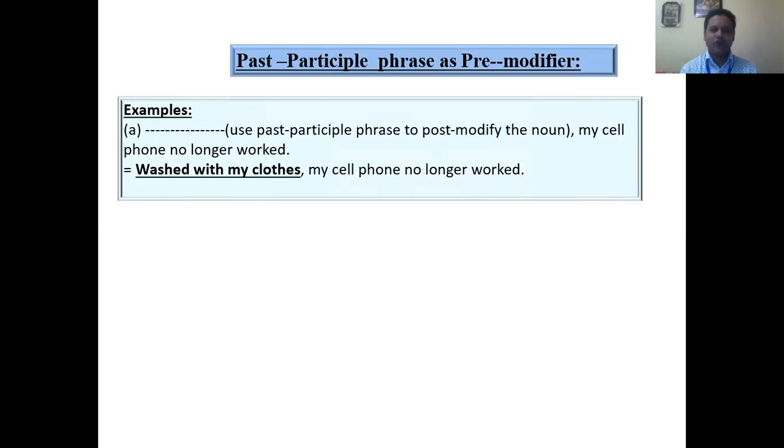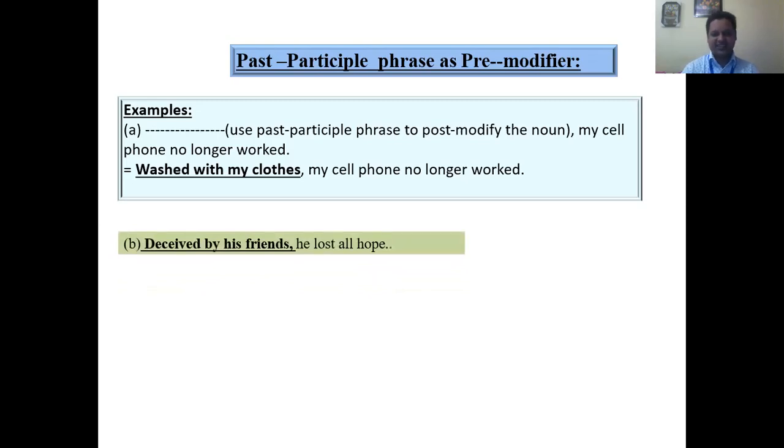My cell phone no longer worked. I have used here "washed with my clothes." So washed with my clothes is a past participle phrase. I have used it before the noun my cell phone. So here washed with my clothes is a past participle phrase used as pre-modifier.